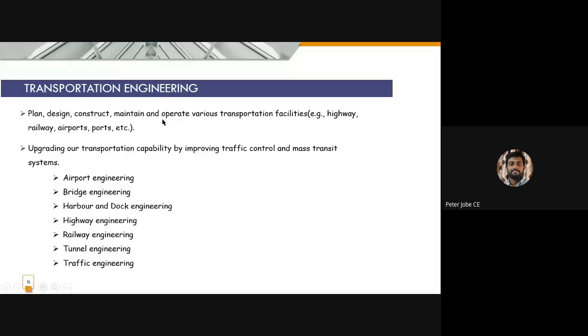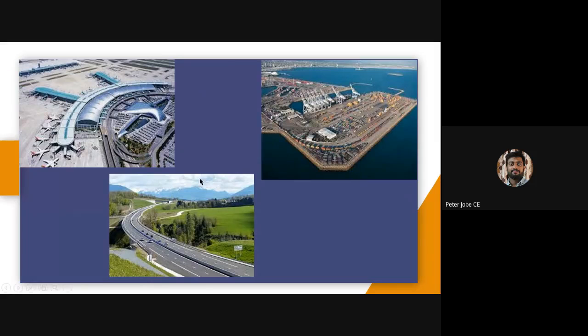Next is a transportation engineer. Basically, a transportation engineer designs our transportation facilities like roads and bridges. Bridges, in the sense, and then traffic junctions. We will also design the traffic movement in a city. All those things will be carried out by a transportation engineer. You can see all those examples.